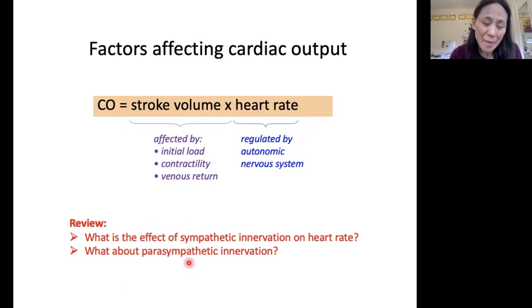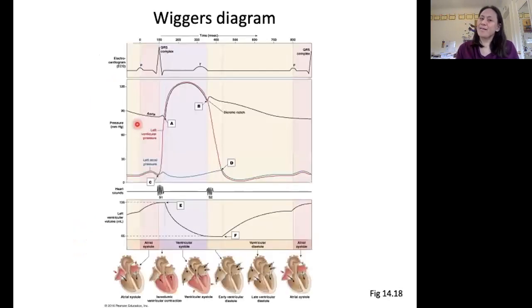Okay, so hopefully you remember sympathetic innervation is going to increase heart rate. That then is going to increase your cardiac output for a given stroke volume. Parasympathetic innervation is going to decrease heart rate, and the effect of that on cardiac output would be to decrease cardiac output for a given stroke volume. Okay, so that just about wraps up this discussion, and it wraps up our discussion of cardiac physiology, actually.